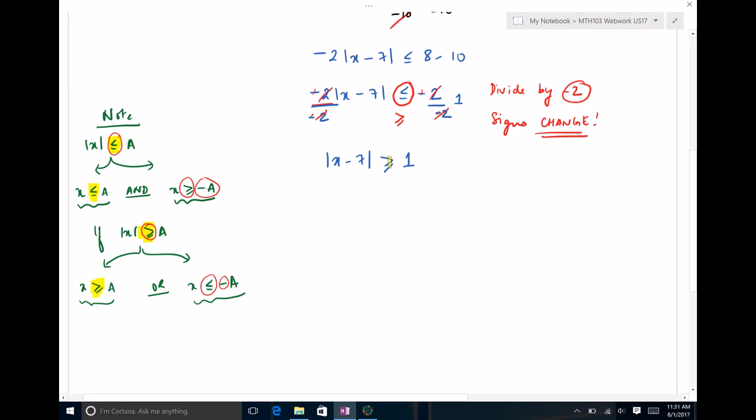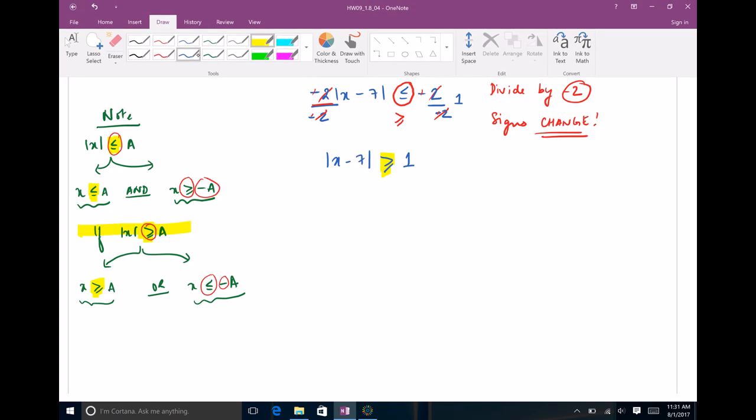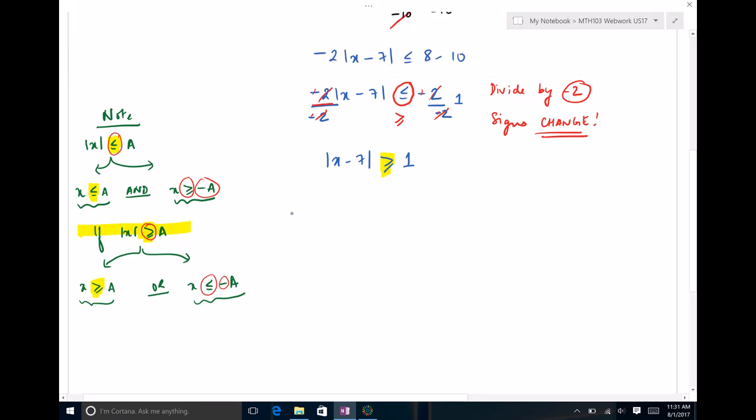So in this case, since I have greater than or equal to, I'm going to use this part of the note that I've written. So I either have x minus 7 is greater than or equal to 1, the positive part, or x minus 7 is less than or equal to negative 1, the negative part.